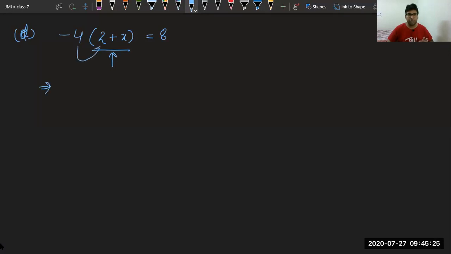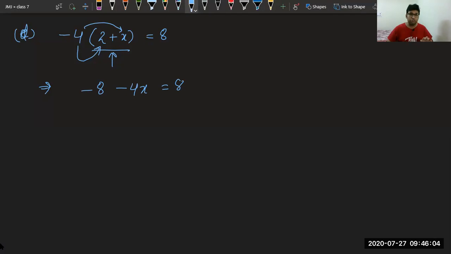This minus 4 into 2 will become minus 4 2s are, everyone, please tell me, minus 4 2s are minus 8. Minus 4 into plus x, everyone, please answer. Minus 4 into plus x will give me minus 4 into x, which is minus 4x, very good, is equal to 8.